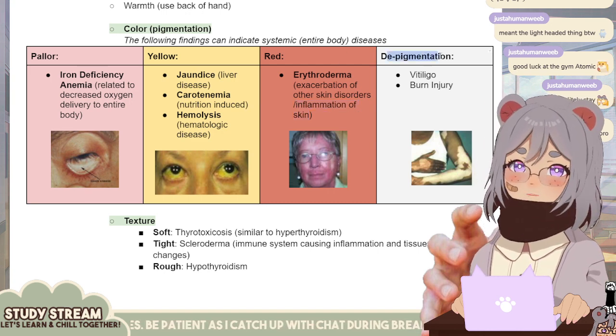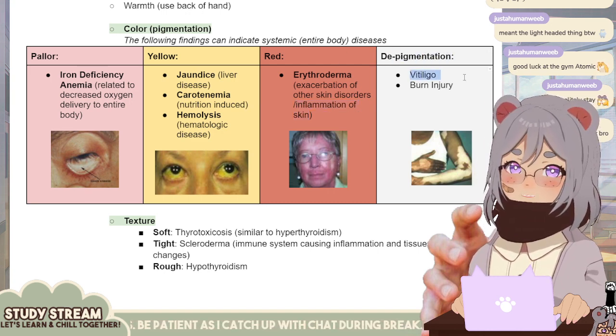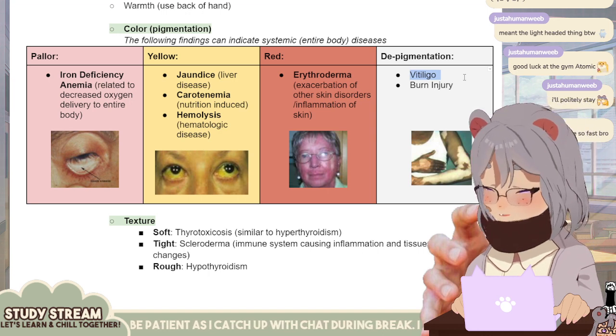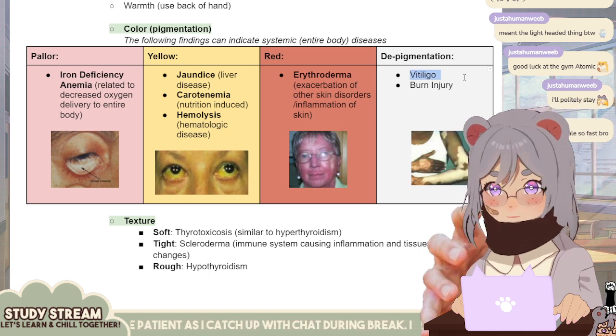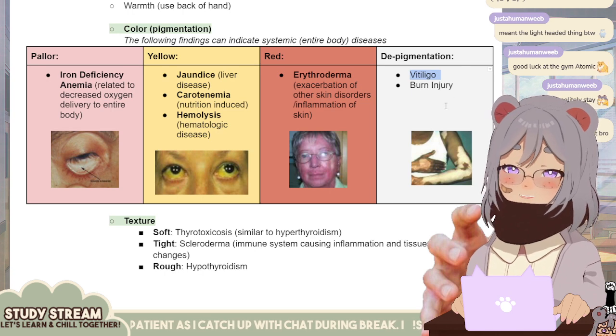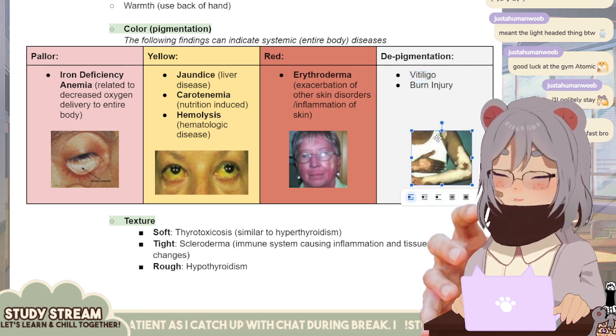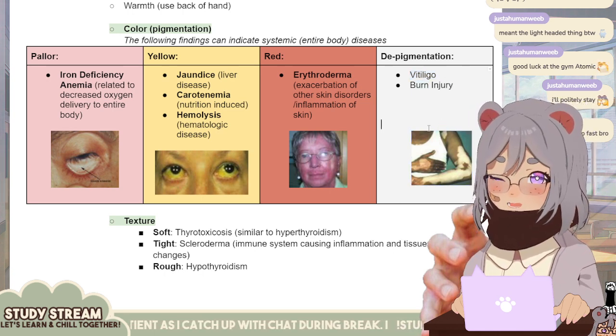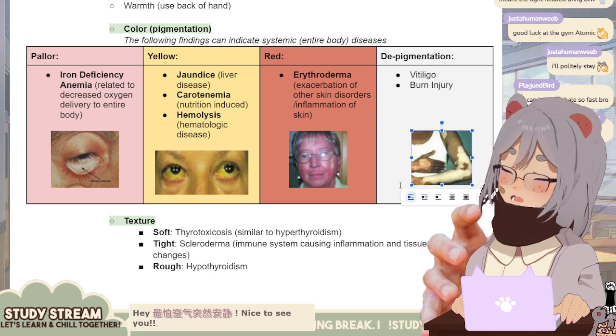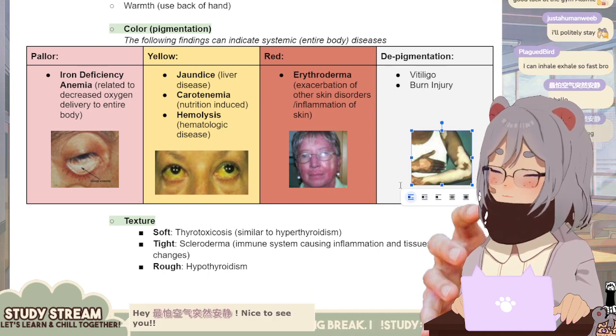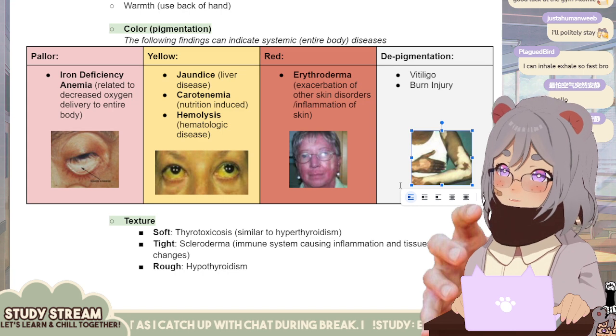And then you also have depigmentation such as vitiligo, I don't think that's how you pronounce it, or burn injury. So this is an example of that first word I just said, where people have patches of different pigmentation throughout their skin.